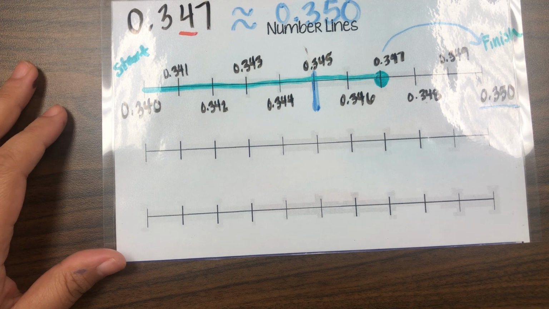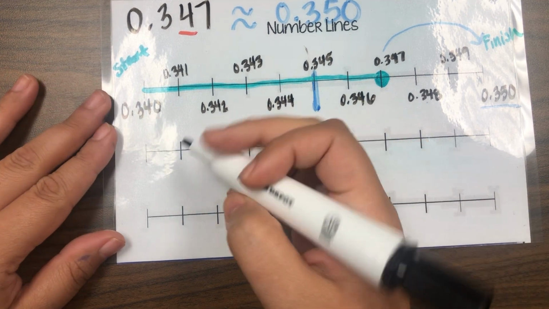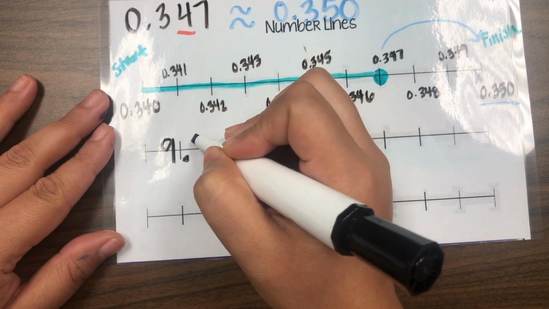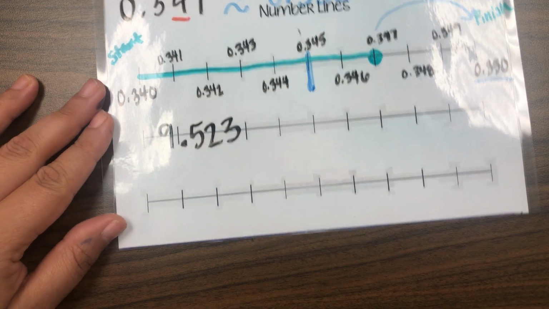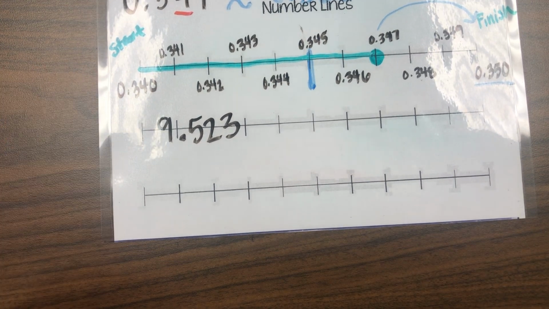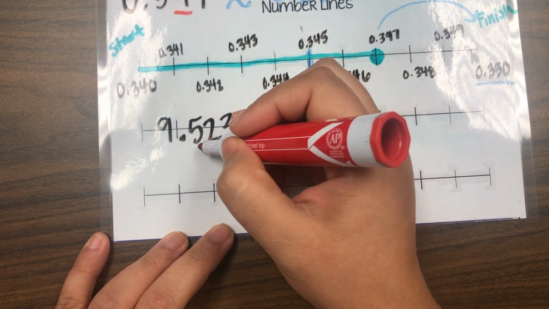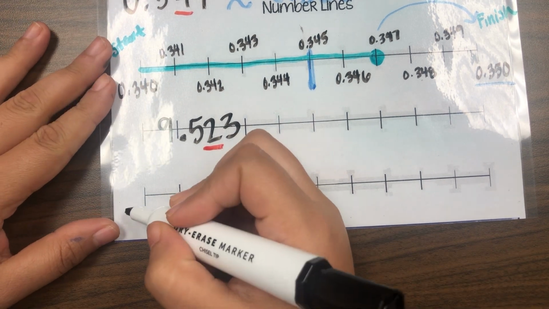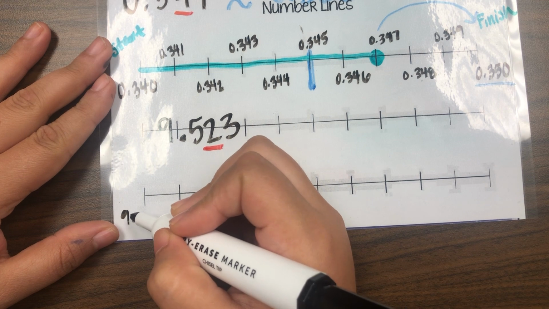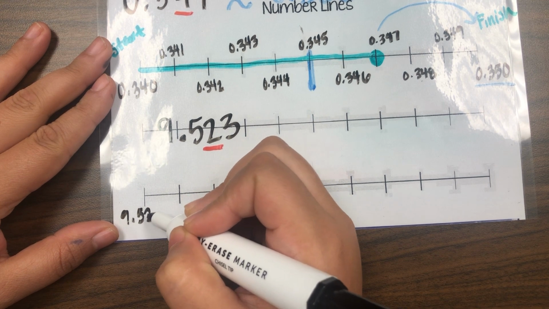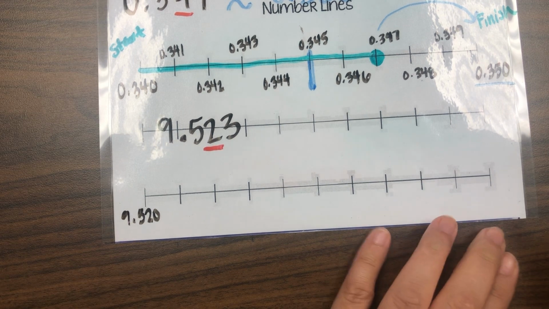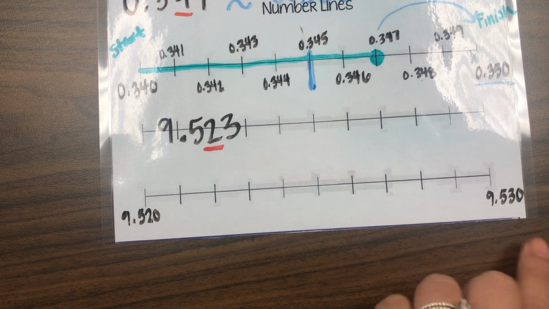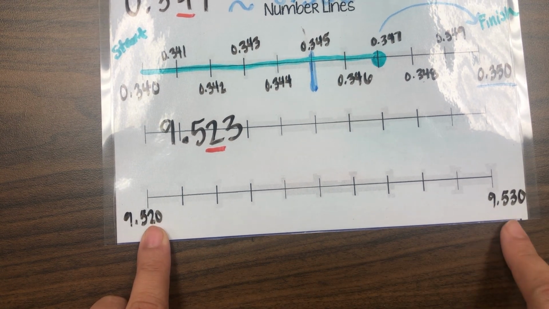All right, let's do one more example together. So this time we're going to have whole numbers. 9 and 523 thousandths. Okay? So again, we're going to underline the hundredths place, which is the 2. Okay? So here I'm going to start with 9 and 520 thousandths, and over here it's going to be 9 and 530 thousandths because we're rounding up to the next.